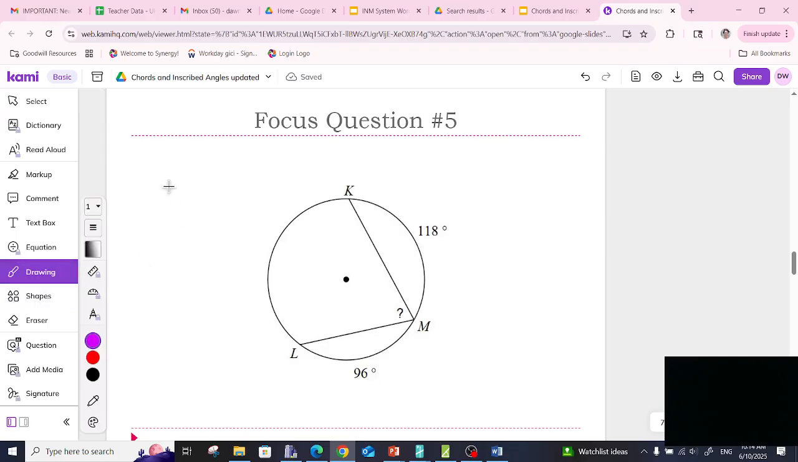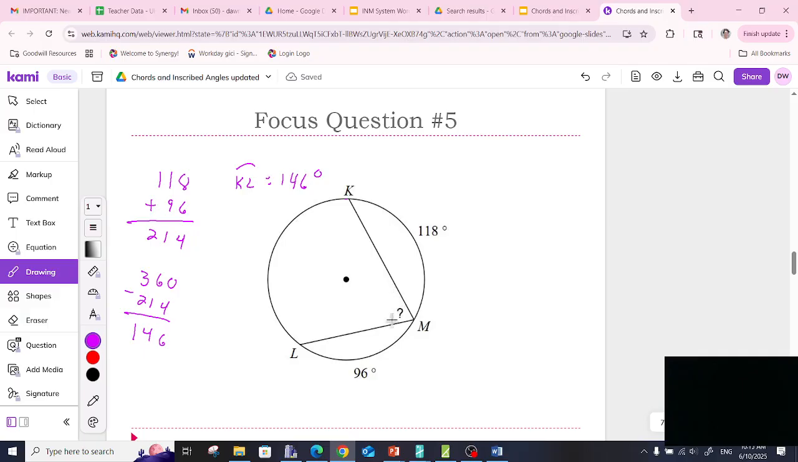So 118 plus 96. What is this? 214. And now I just take 360 minus 214, and what do I get? 146. Okay, that's this arc measure of KL. So arc KL is equal to 146 degrees.